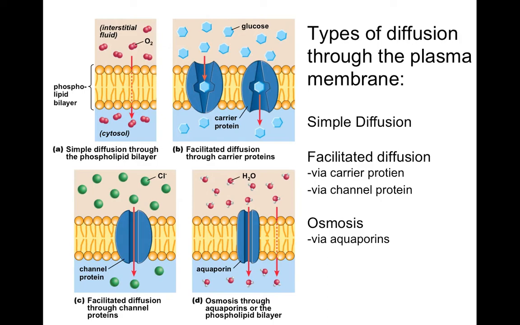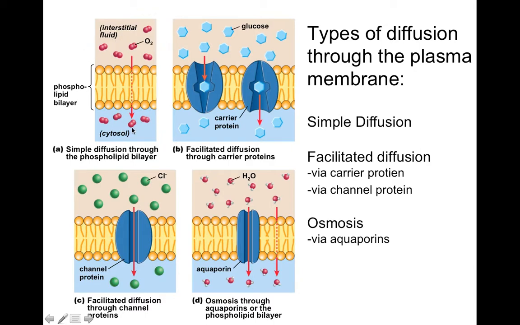All right, so we can have multiple different types of diffusion. Here's simple diffusion. Simple diffusion is something like oxygen. Oxygen is going to go right on through the plasma membrane in between two phospholipids and sneak right on. But it's going to go from a higher concentration on the outside to lower on the inside.